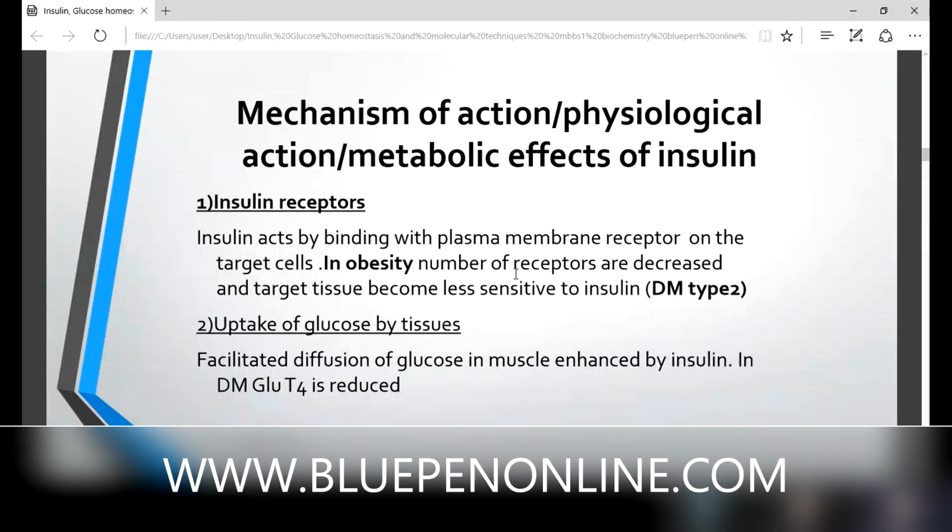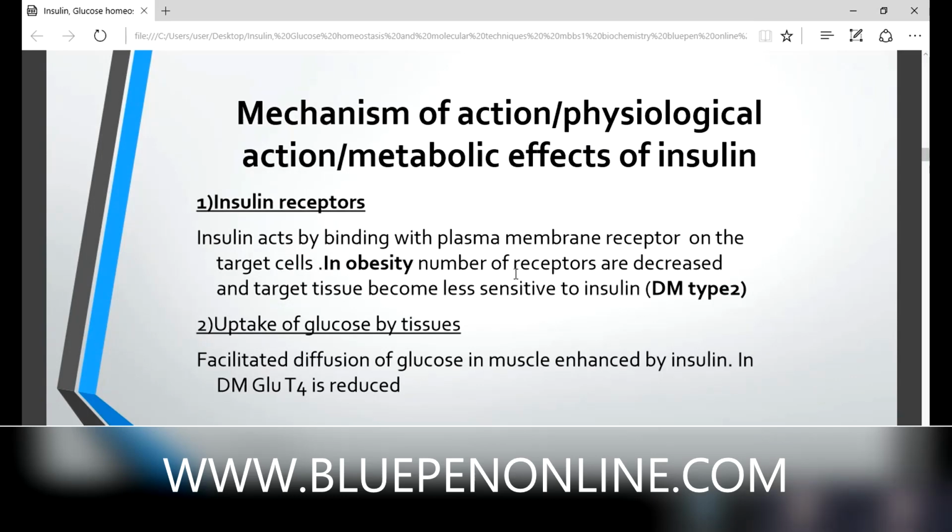It acts by binding with the plasma membrane receptor on the target cell. In the case of obesity, what happens? The number of receptors is decreased. Basically, obese people have more chance of getting diabetes. We know obese persons can get diabetes mellitus type 2. So what is the hidden reason behind it? In obesity, the number of receptors is decreased and target tissue becomes less sensitive to insulin. That is the reason.